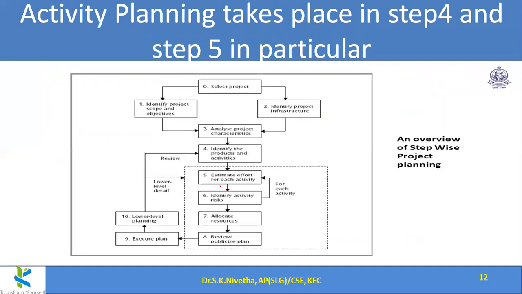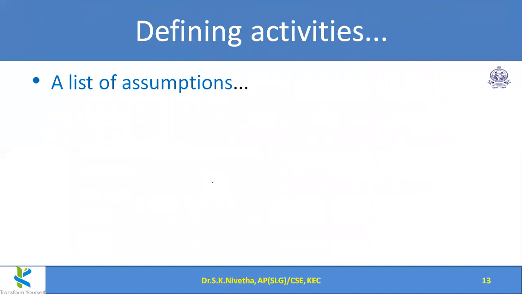As I have told, activity planning comes under step 4, and once activity planning is done, the next step is activity level effort estimation. While defining activities, the first step is to list out all the activities. So how can I list the activities in the project? Or we may have a doubt about which one I am calling an activity.